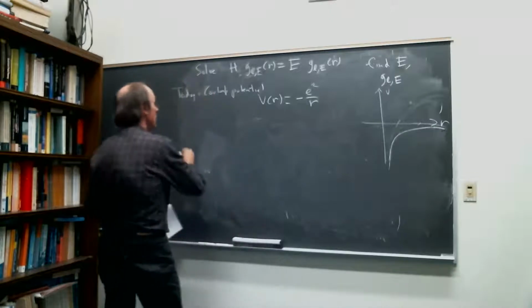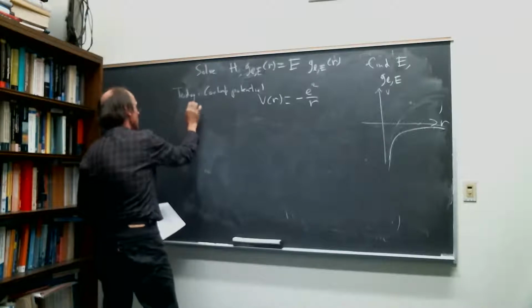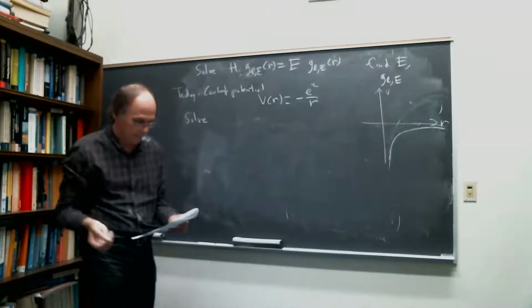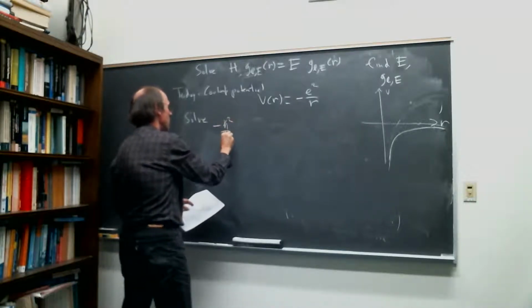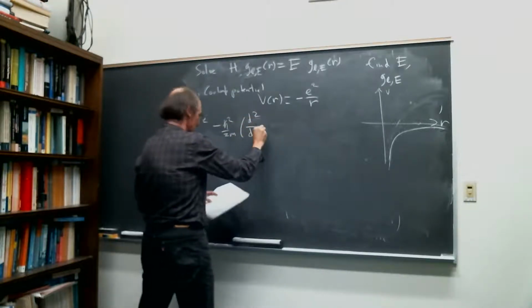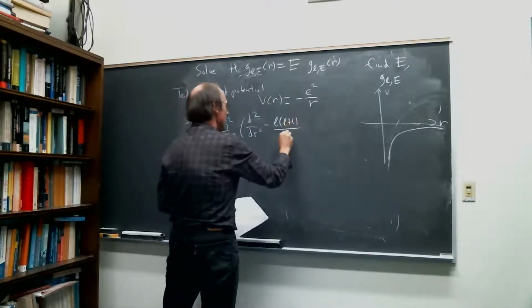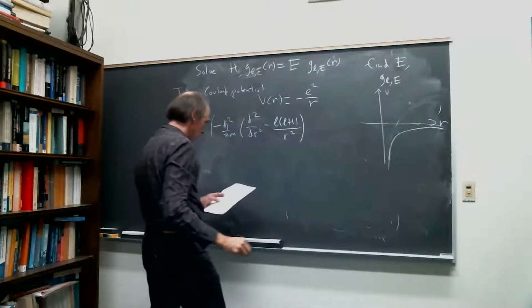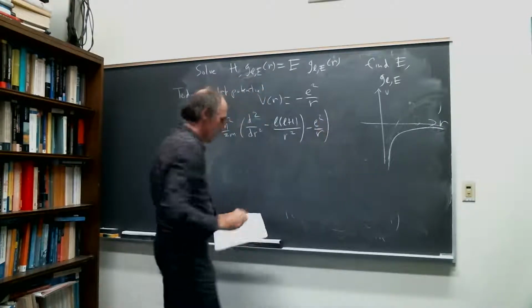So what you want to do is solve the eigenfunction problem of minus h squared over 2m, d squared dr squared minus L times L plus 1 over r squared, then minus e squared over r, and this applied to R.